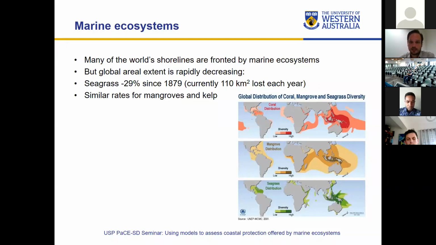And these systems are also disappearing in many places around the world. So there's definitely a motive to try to understand what these systems actually do in terms of coastal protection before, at some locations, they might just disappear. And at other locations, it might be worth restoring because instead of building maybe a seawall, you could restore a mangrove forest.